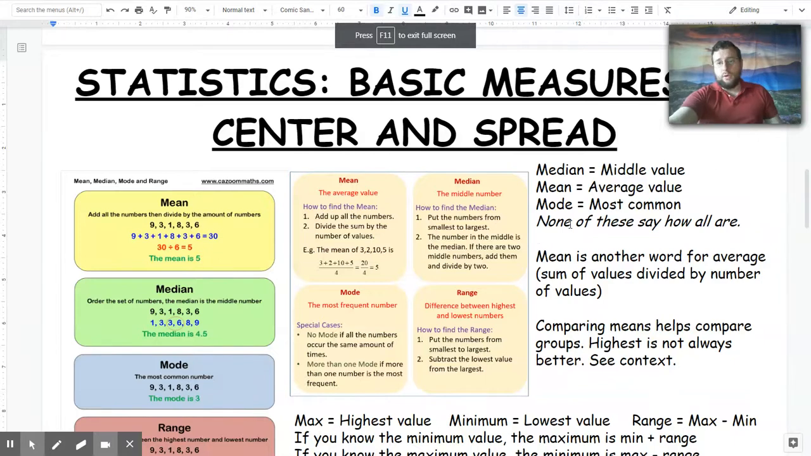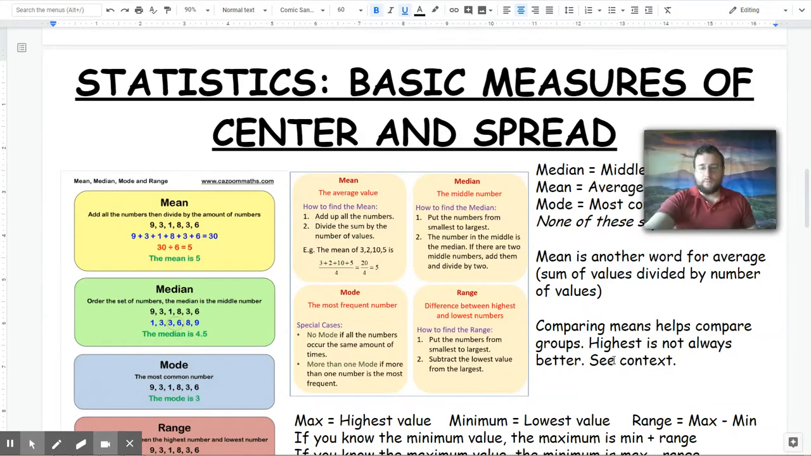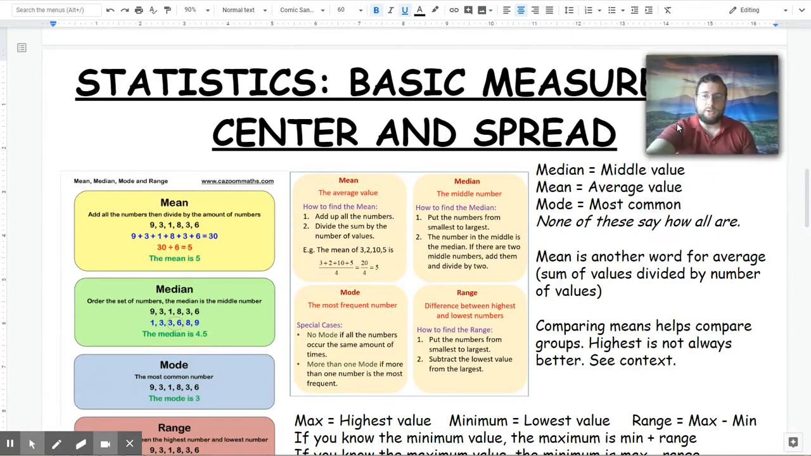So this video is the second of our series on probability and statistics for 7th grade math. I'm going to be talking about descriptive statistics, basically the measures of center and spread that we use to describe data sets. This is very important for science too, so it's a very useful video to learn about.